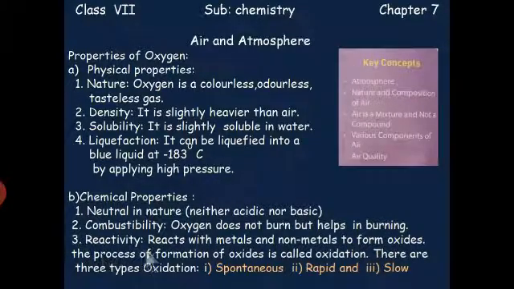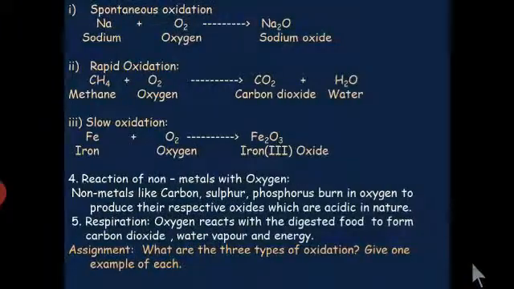Then what is the reactivity? Oxygen reacts with metals and non-metals to form oxides. Oxygen reacts with metals and non-metals to form different oxides. The formation of oxides is called oxidation. The process of formation of oxides is called oxidation. There are three types of oxidation: spontaneous oxidation, rapid oxidation and slow oxidation. Let us discuss about them one by one.